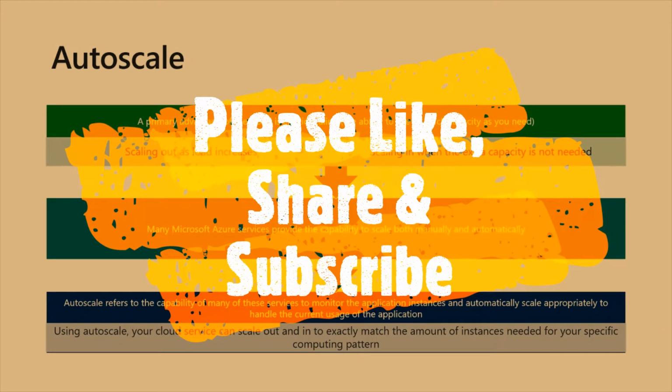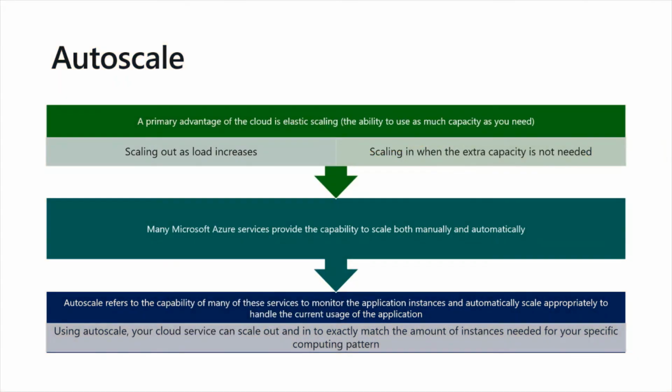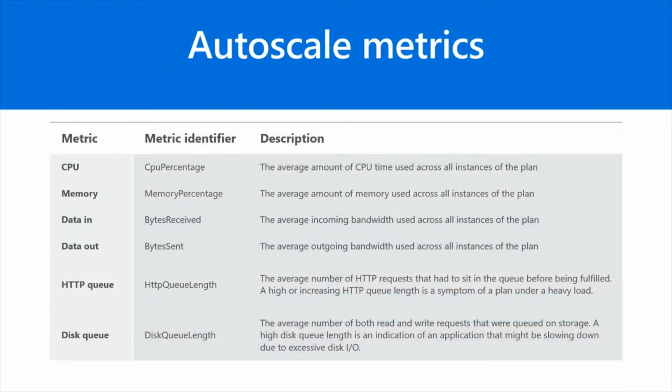Autoscale refers to the capability of many of these services to monitor the application instances and automatically scale appropriately to handle the current usage of the application. So using autoscale, your cloud service can scale out and in to exactly match the number of instances needed for your specific computing pattern. So, autoscale metrics.